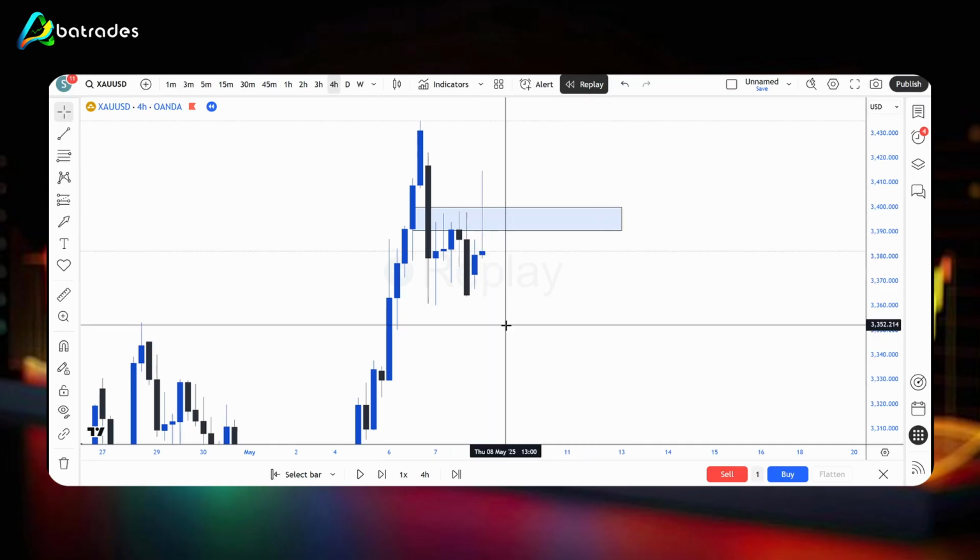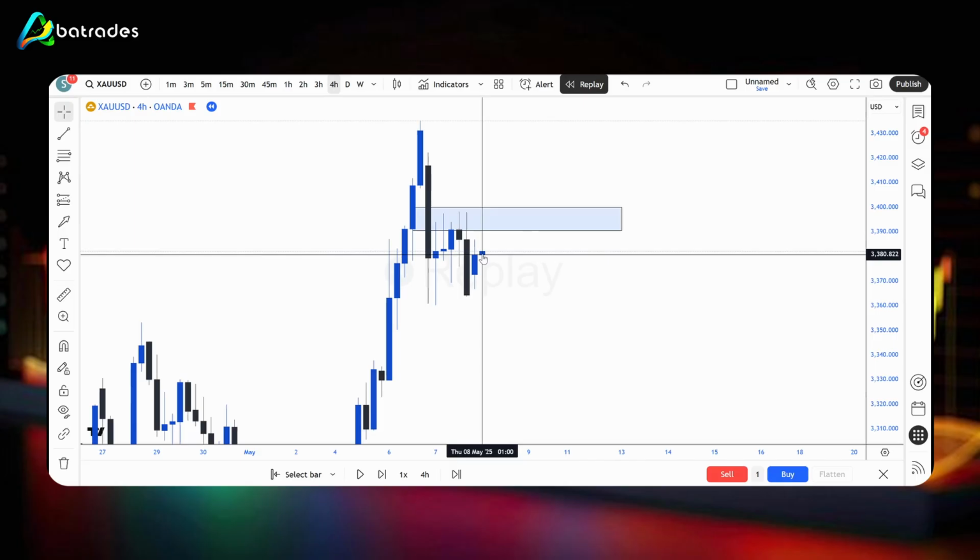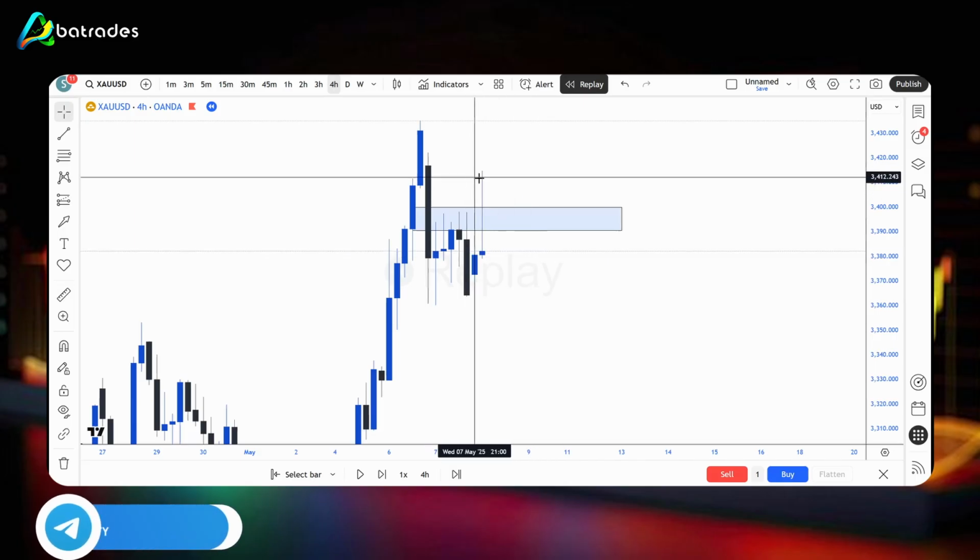Now, the gravestone doji can have either a bullish body or a bearish body, right? It just needs to close with little or no body at all. So this is a gravestone doji.